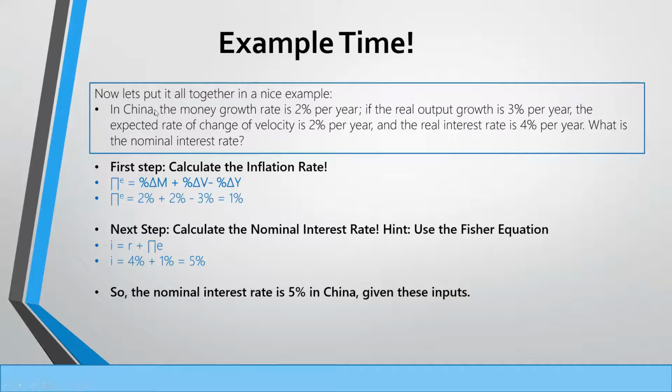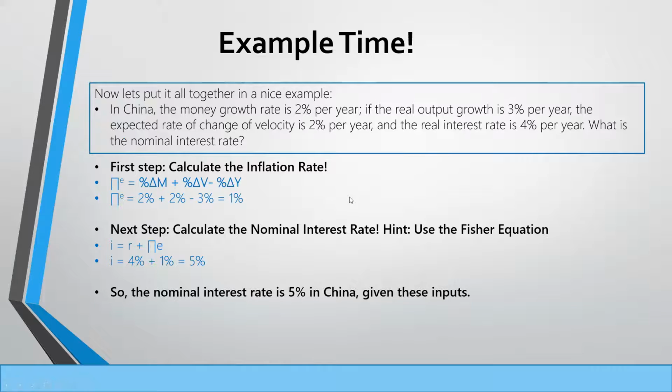So let's go through an example. In China, the money growth rate is 2% per year. If the real output growth is 3% per year, the expected rate of change of velocity of money is 2% per year, and the real interest rate is 4% per year, what's going to be the nominal interest rate?